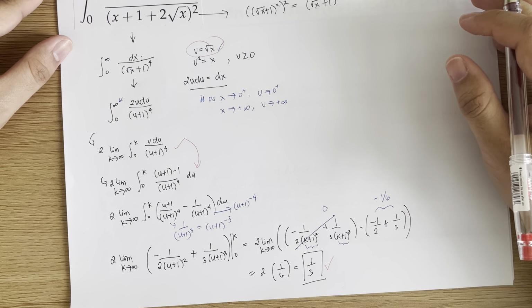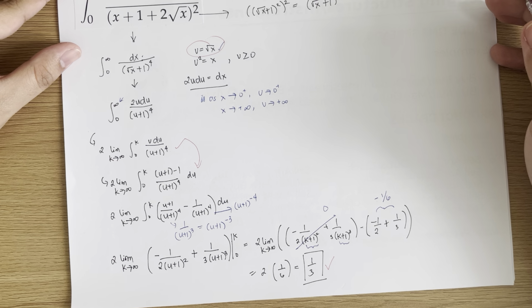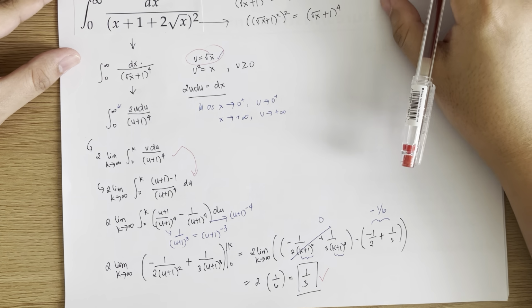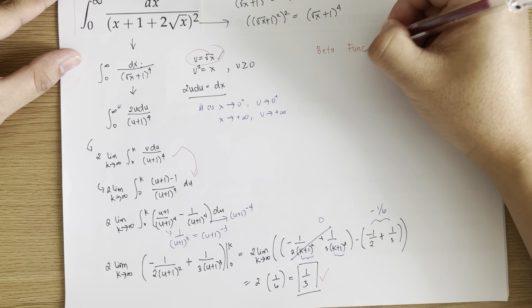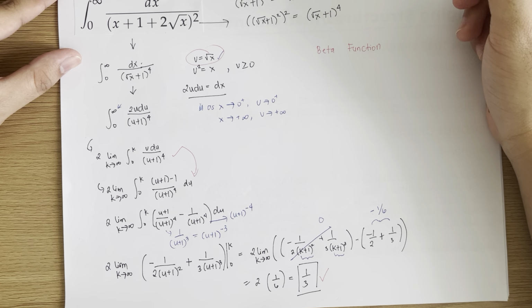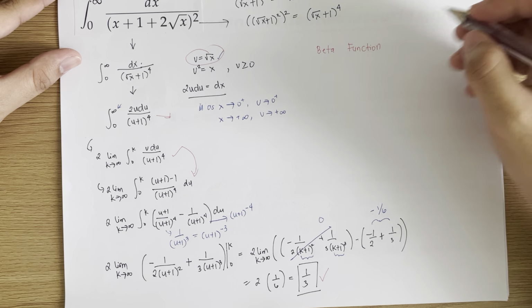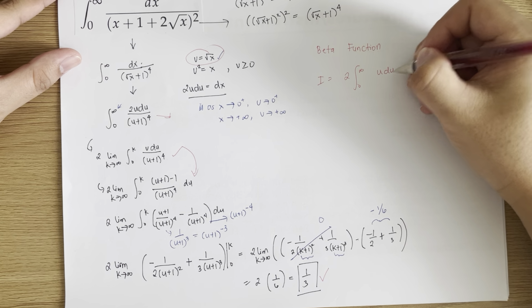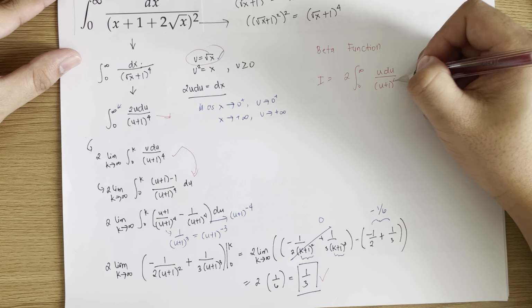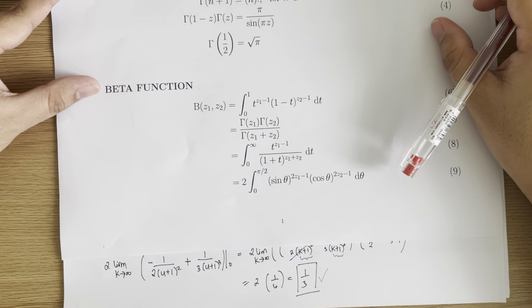Now, before we end this video, I think I have to discuss another solution for this one, which might be familiar to some. So if you are familiar with the beta and gamma function, this form right here is actually one of the known forms of the beta integral. So this is 2 times the integral from 0 to infinity of u du over (u plus 1) to the 4th. And I'll pull up here my sort of cheat sheet for the beta function.